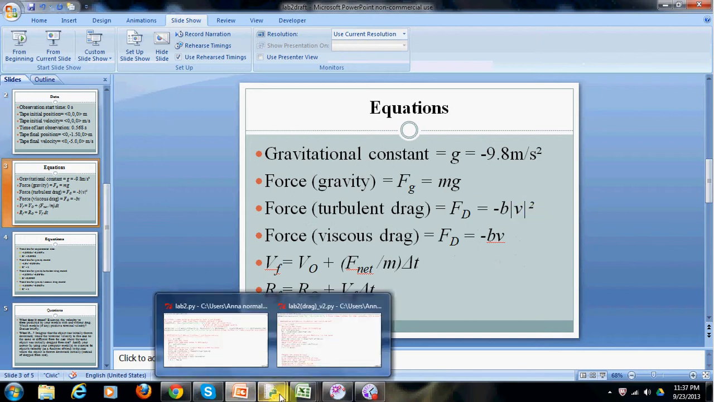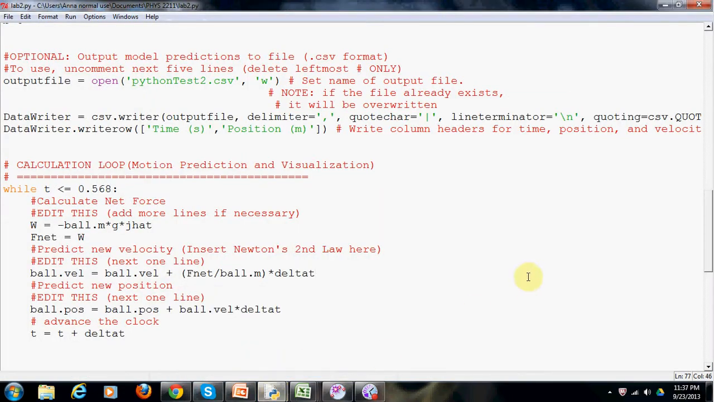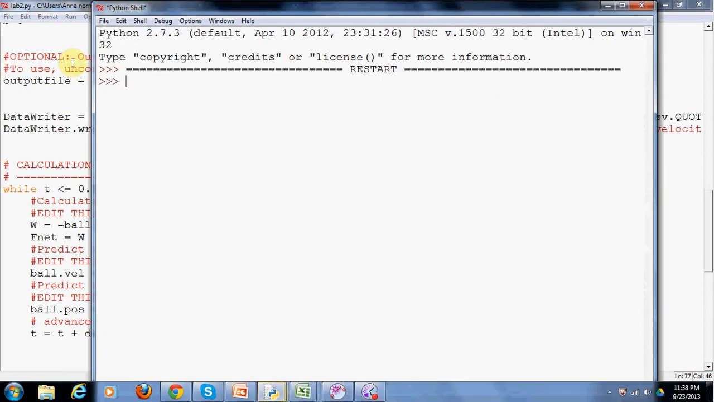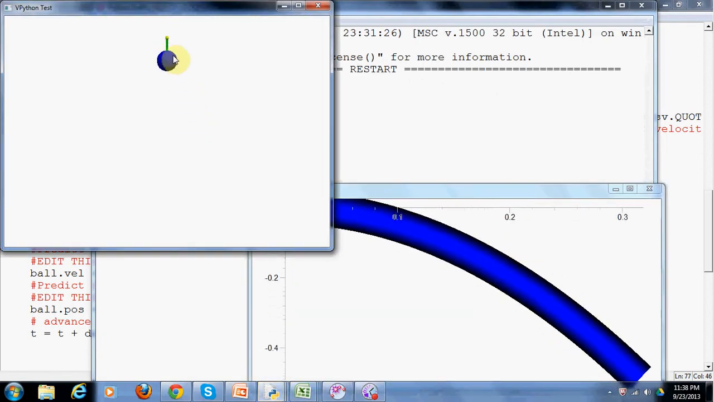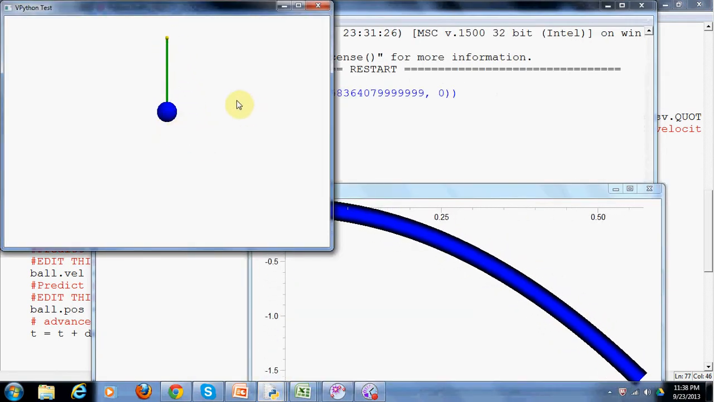And here are our models that we use to study these concepts further. Our first model just looks at the gravity aspect of the forces, and so F net is just equal to the weight force. And right here, we apply Newton's second law again, and here is our model. As you can see, nothing other than gravity is interacting with the system.